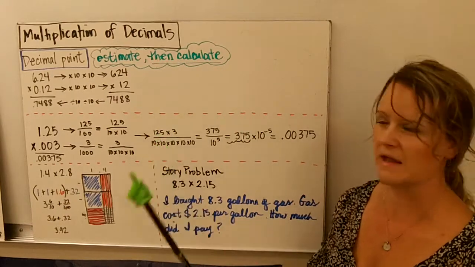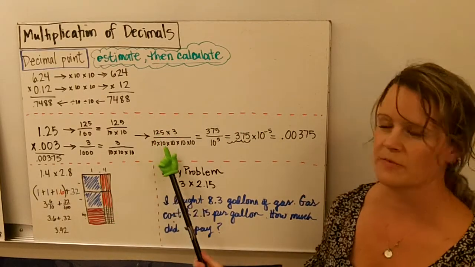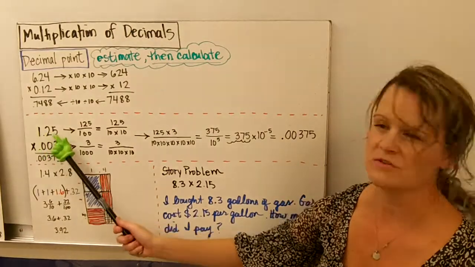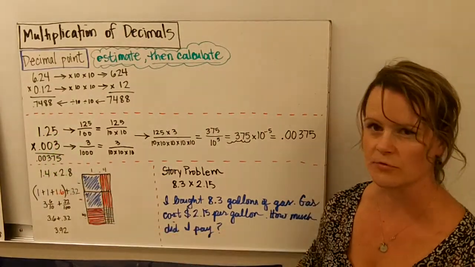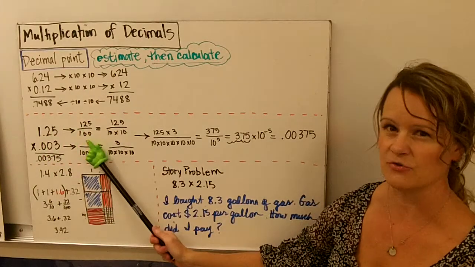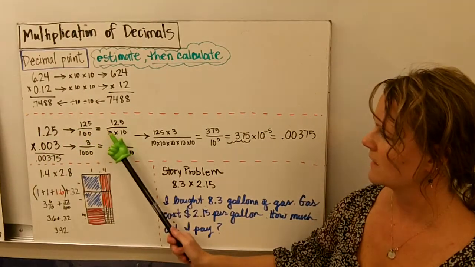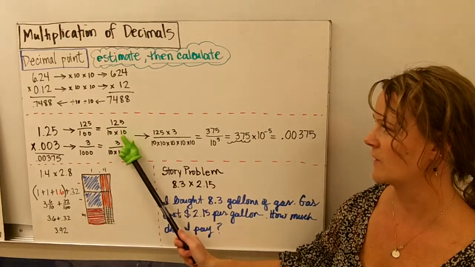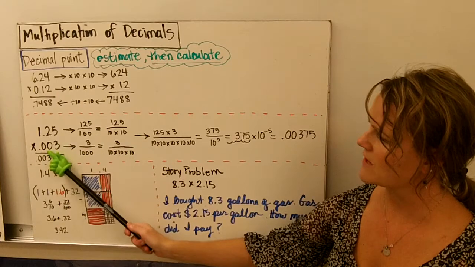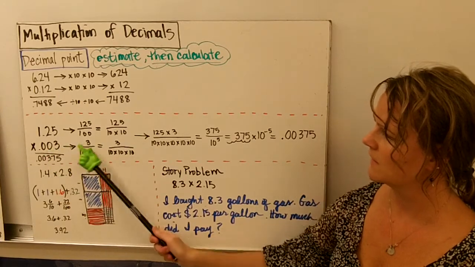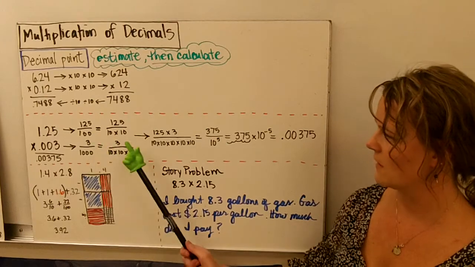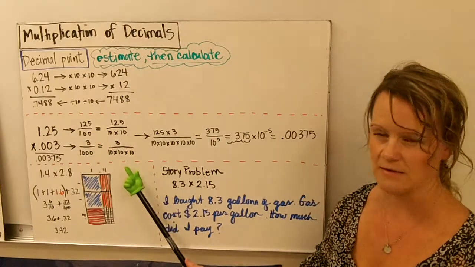Let's talk about multiplication of decimals in terms of multiplying fractions, because of course you could think of them that way. So 1.25 times 0.003 is my example. So I'm going to think of 1.25 as 125/100, which we could also think of as 125 over 10 times 10. And then I'm going to think of 3/1000 here as just that, as a fraction, 3/1000, or 3 over 10 times 10 times 10.